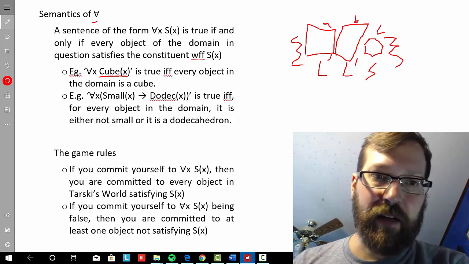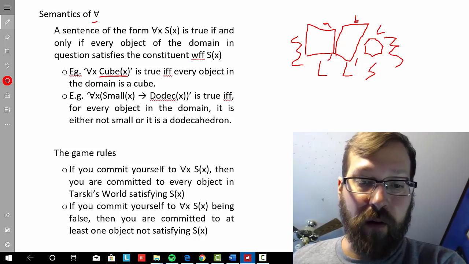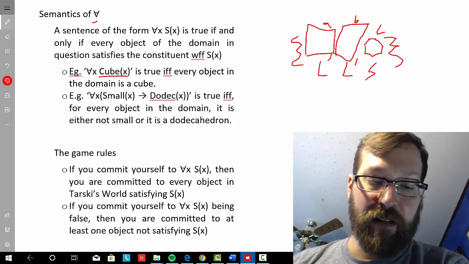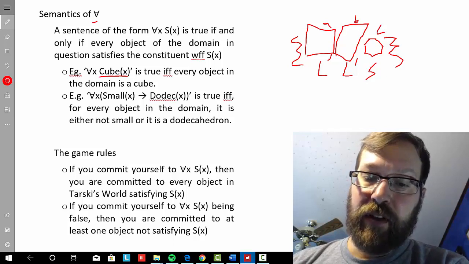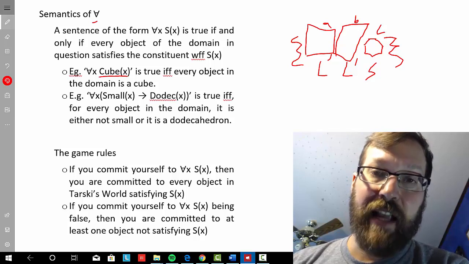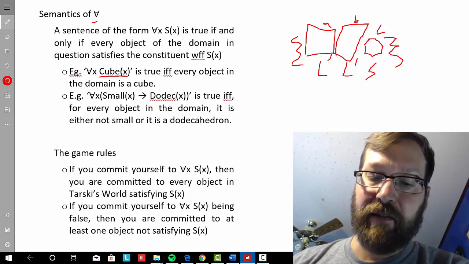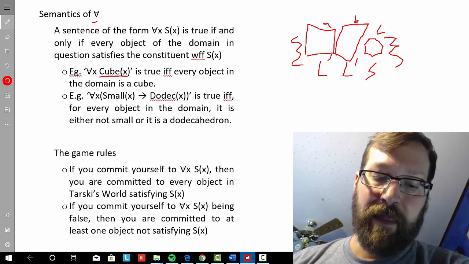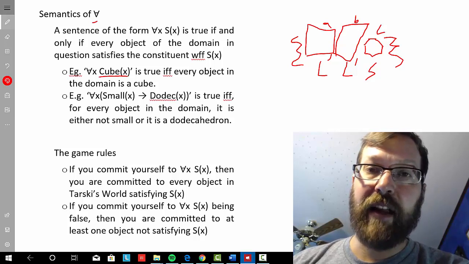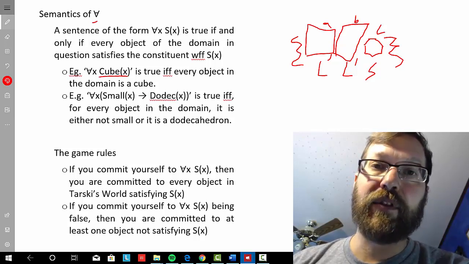All right, so we can also think about the semantics of the universal quantifier in terms of the Hintikka game. If you commit yourself to "for all x, S of x," then you're committed to every object in Tarski's world satisfying S of x. If you commit yourself to "for all x, S of x" being false, then you are committed to at least one object not satisfying S of x. There's got to be at least one in the domain that does not satisfy it if you say that it's false.